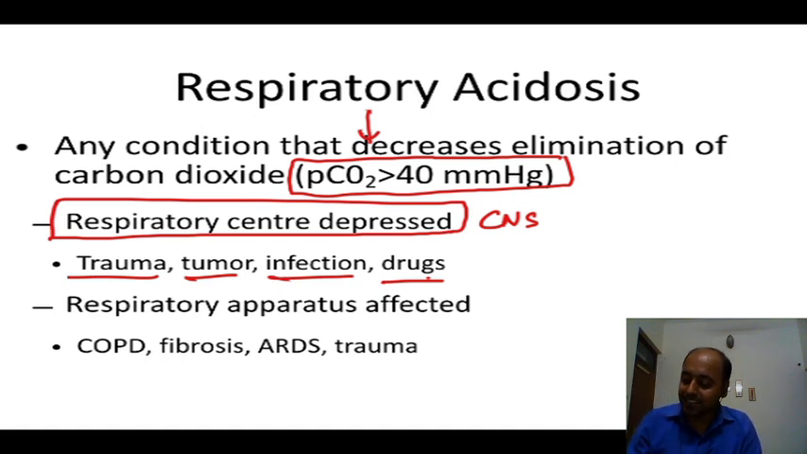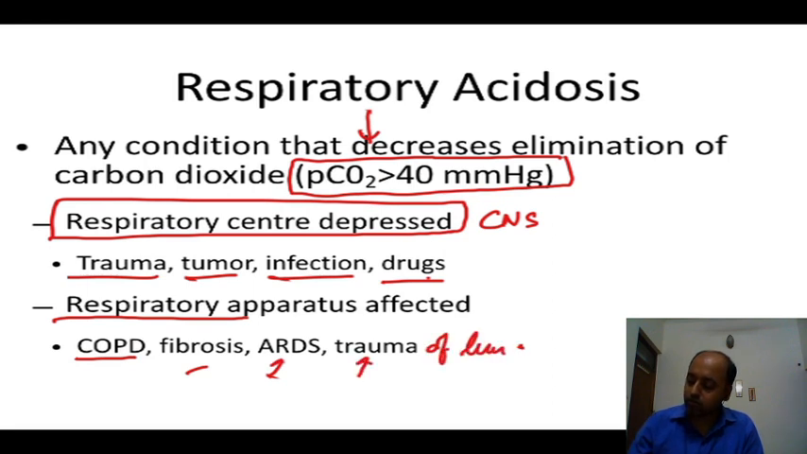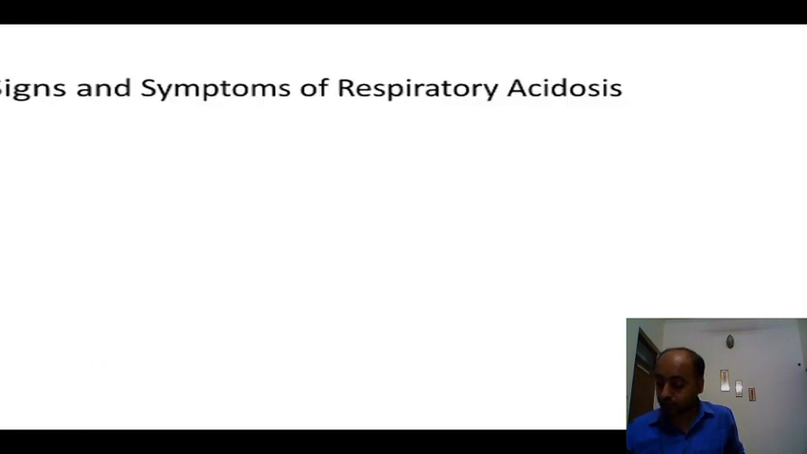Alternately, the respiratory apparatus is affected: chronic obstructive pulmonary disease, fibrosis, acute respiratory distress syndrome, or trauma of the lungs. Part of the lung is ruptured, so it is not able to carry out respiration. So these are the causes which can cause respiratory acidosis.